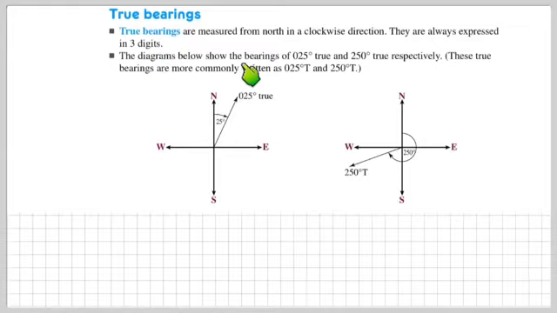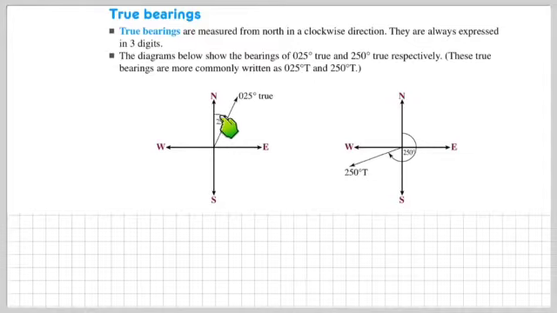The diagram below shows true bearings of 25 degrees true and 250 degrees true respectively. This one here is our 25 degrees true, and this one here is our 250 degrees true. These would be commonly written as 025 degrees T, or 250 degrees T. You'll notice that they're always measured clockwise from the north direction as our starting reference direction, so always from the north line.